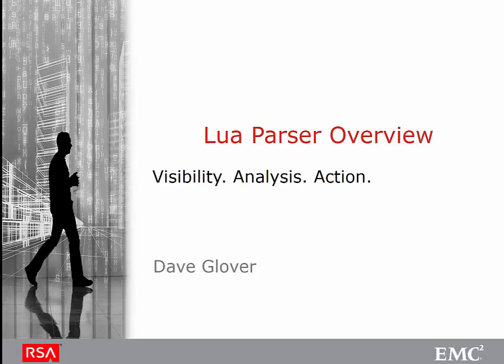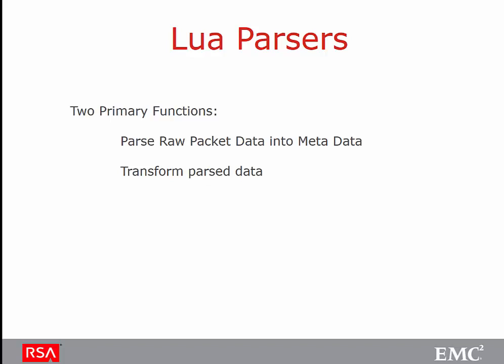Today, I'd like to talk to you about LUA parsers and how they're used within the NetWitness system. When we look at LUA parsers, they have two primary functions within the system. The most common is to parse raw network streams or packet data into metadata. For example, the system has captured a network session for FTP. The LUA parsers will parse out the username, the password, the source IP, the server name, and so forth, and then make that data available to the rest of the system. So you can use it in reports, investigations, or alerts.